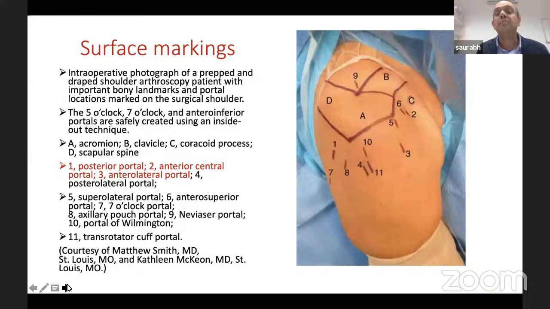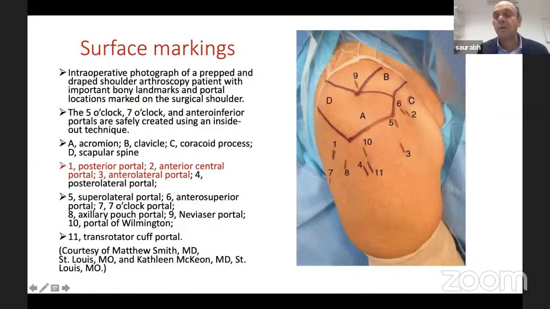So then let's see the bony landmarks and your portals. Now it's a busy slide, but I'm going to try and make it as simple as I can. In terms of bony landmarks, C is your coracoid, B is clavicle. This is obviously a beach chair position. A is your acromion and D is the spine of the scapula. And this line marks your acromioclavicular joint.